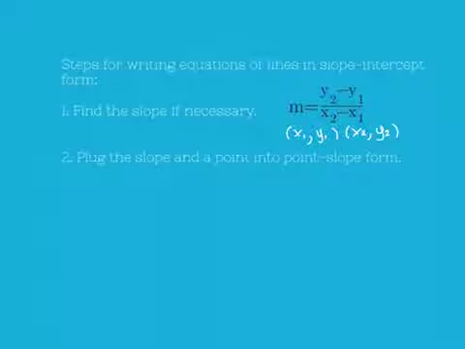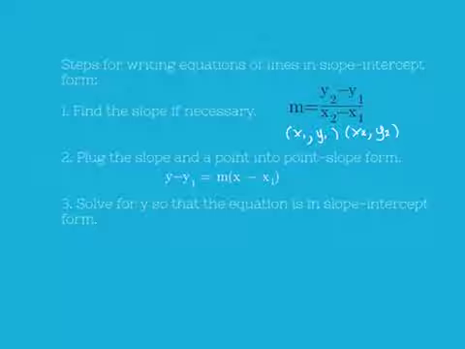The next step is to take the slope you found and a point, either point, it doesn't matter, and plug both of those into point-slope form. Remember that our point-slope form is y minus y1 equals m times x minus x1. And then our last step will be to solve for y so that our equation is in slope-intercept form. And remember that slope-intercept form is y equals mx plus b.